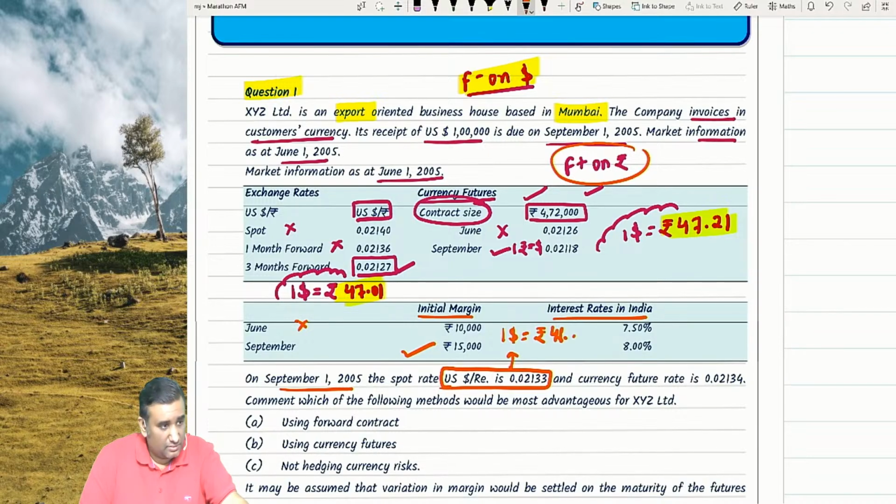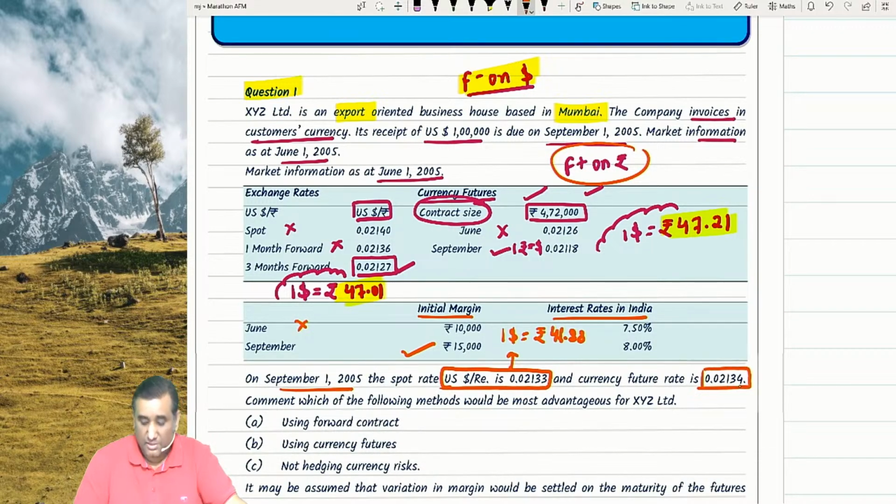46.88. Currency future rate is this. Why the future and spot rate are different? First September cannot be last Thursday of the month. The rate is different. That is what I was saying. Then future is now. Look up, please.